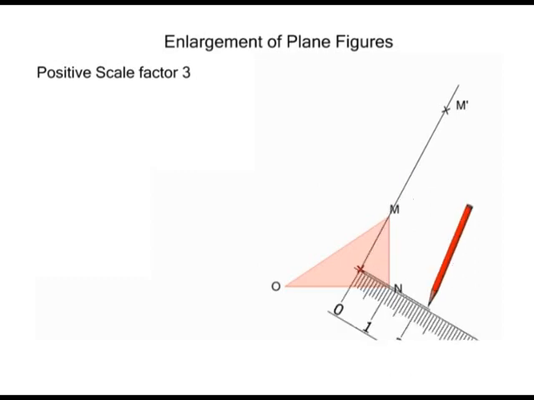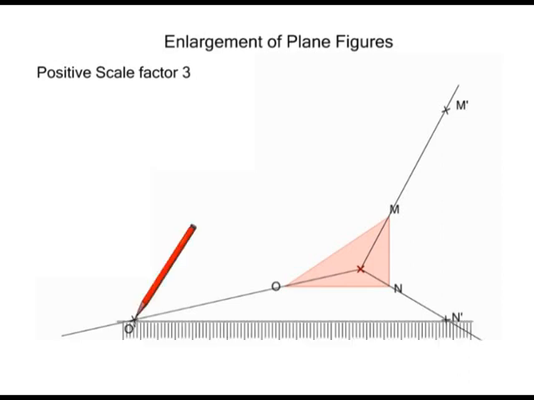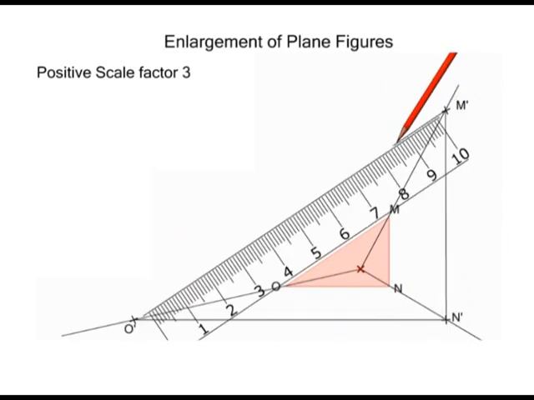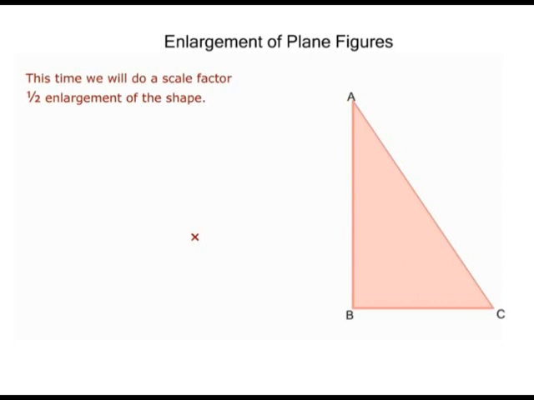Repeat for N, draw the projection. XN is 1 centimeter. 3 times that is 3 centimeters. And we have N prime. If you do the same for O, O prime is here. Now join the crosses to complete the image. This time we do a scale factor of a half, so we expect the image to be smaller than the object.